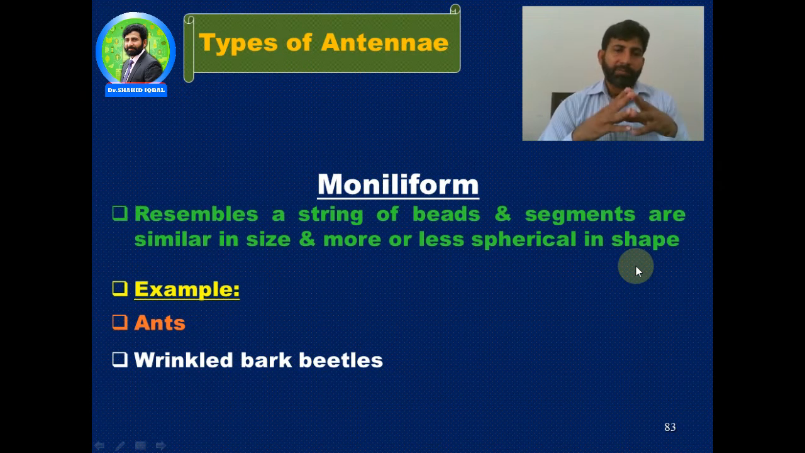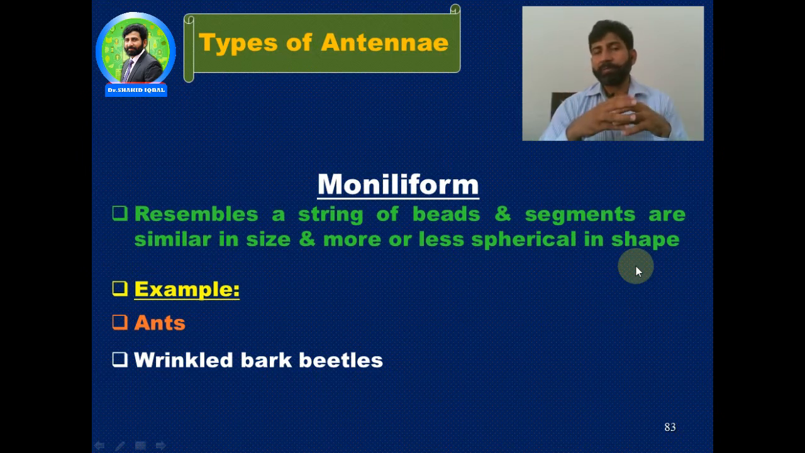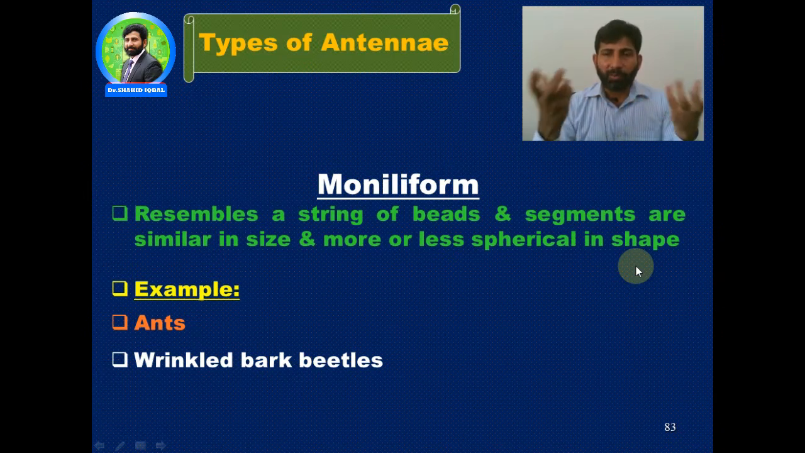Moniliform antennae. This resembles a string of beads, like a tasbih, and the segments are similar in size and more or less spherical in shape. A rosary-like structure, a circular, spherical structure. This is present in the ants. This is also present in the wrinkled bark beetles.